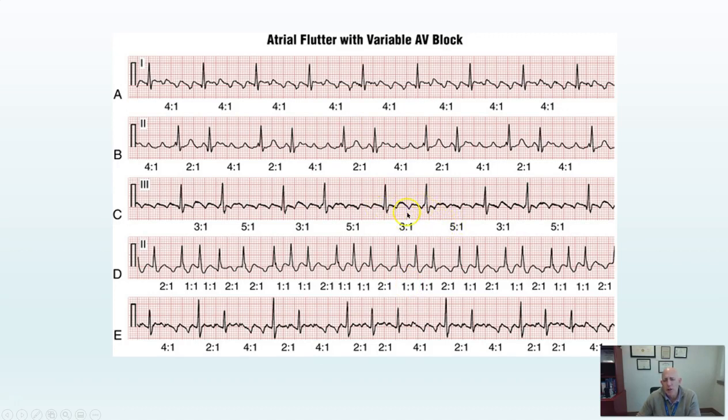The other thing you can kind of cheat with a little, if you can't tell whether that's 1, 2, 3 flutter waves, is look at the rate. Here we have 300, 150, 100, and 75. So the rate's a little over 75, which is consistent with 3 to 1 conduction.